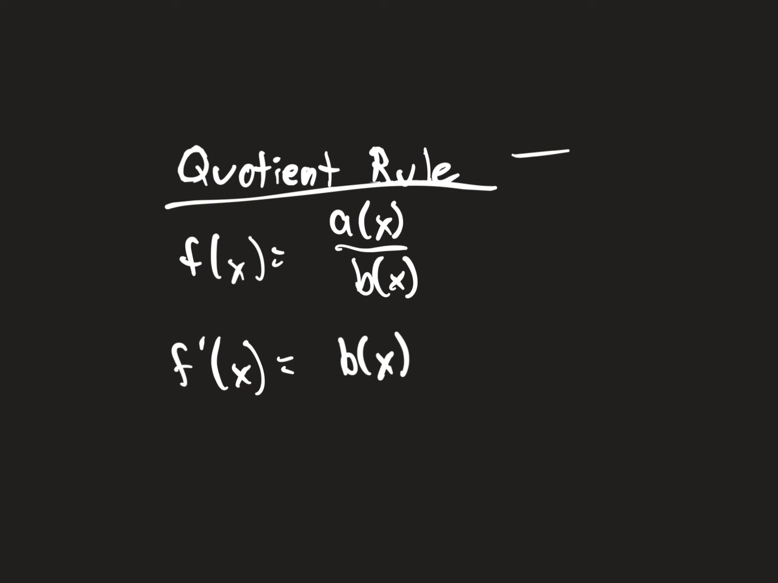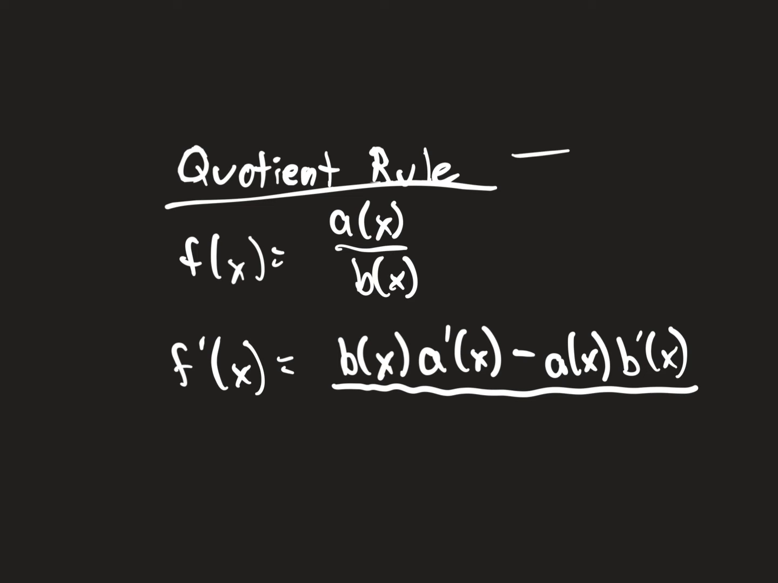B of x times the derivative of a of x minus a of x times b prime of x, all over b of x squared. Holy shit. Who wants to do that? That's horrible. Horrible.